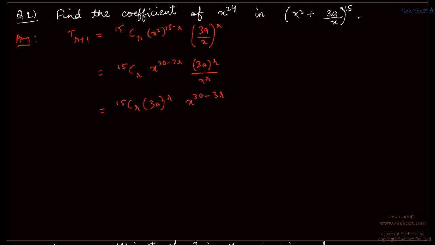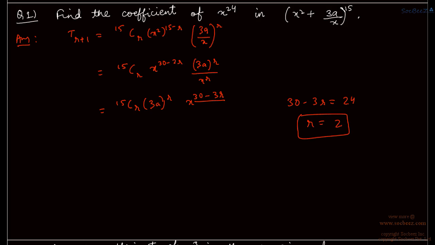Now, we need the coefficient of x power 24. So our 24 should be in place of 30 minus 3r. Well, that gives us 30 minus 3r is nothing but 24. So we just have a simple equation, and we get our r to be equal to 2.